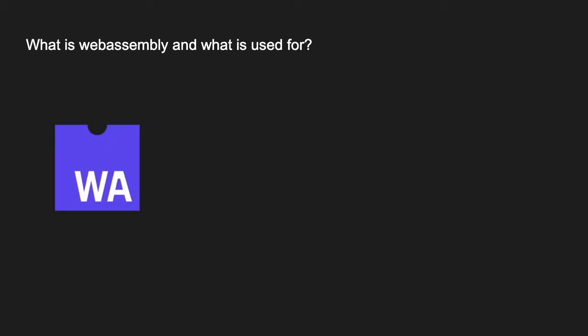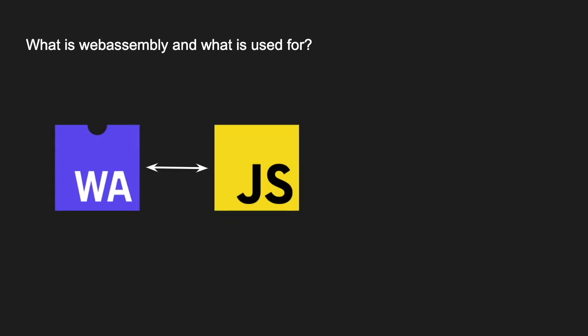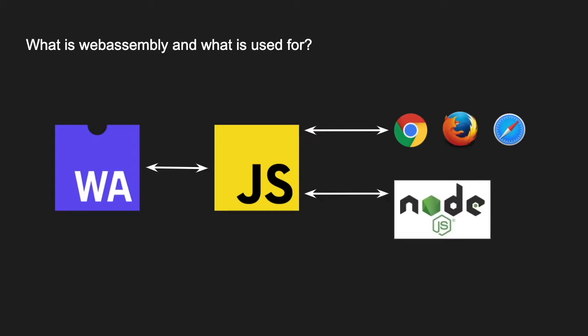So what is WebAssembly and what is it used for? WebAssembly is a JavaScript API for executing native machine codes inside the browser or Node.js environment.